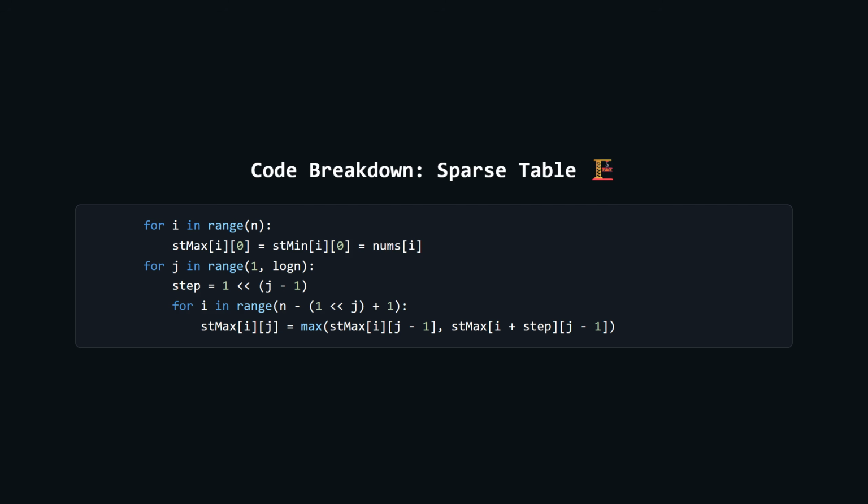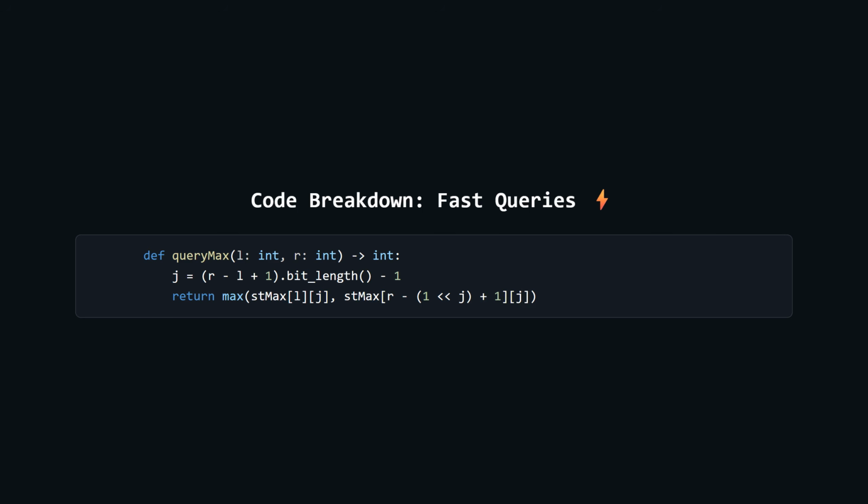First, we build the sparse table. It basically pre-computes the maximum and minimum values for blocks of numbers in sizes that are powers of 2, like sizes of 2, 4, 8, and so on. Then, we define functions to query this table. It cleverly overlaps two pre-calculated blocks to cover any exact range we want, giving us the answer immediately without looping.